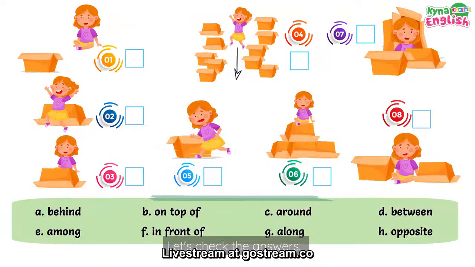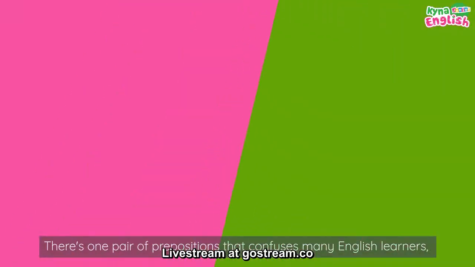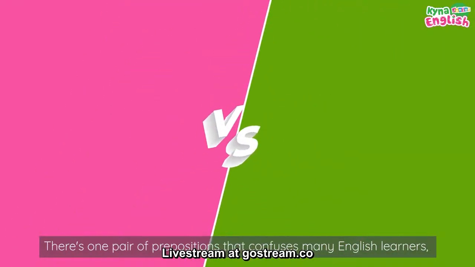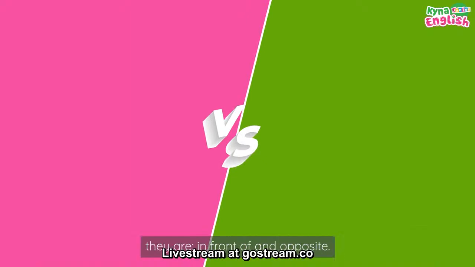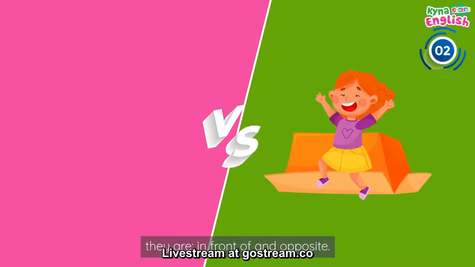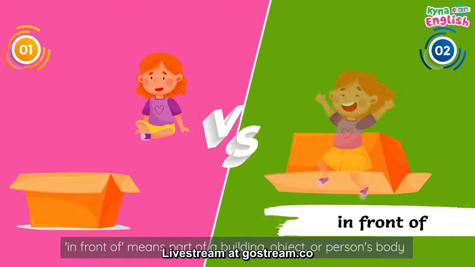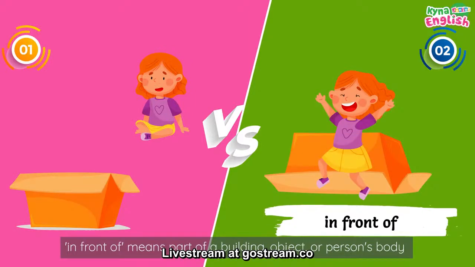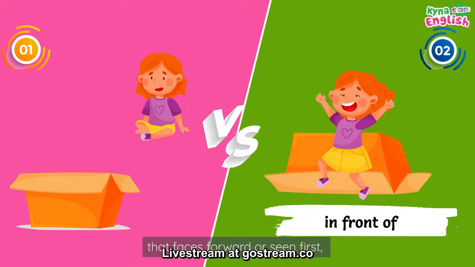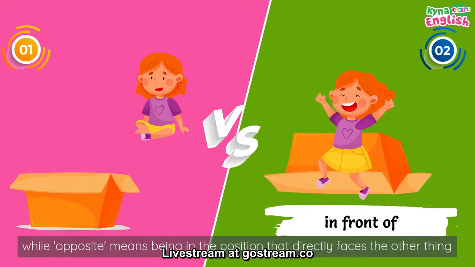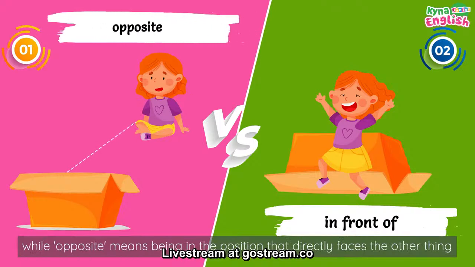Let's check the answers. There's one pair of prepositions that confuses many English learners, and they are "in front of" and "opposite." In front of means part of a building, object, or person's body that faces forward and seen first, while opposite means being in the position that directly faces the other thing.